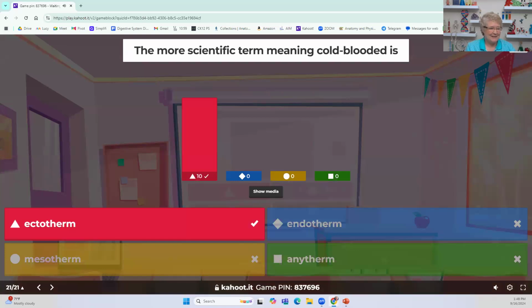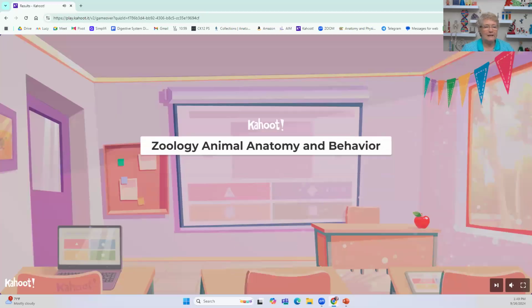Ectotherm. Very good. Ectotherm. So ecto means out. They get their heat from the outside. They get their heat or their cold from their surroundings. So they are called ectotherms. We don't in science use those terms warm-blooded and cold-blooded anymore.